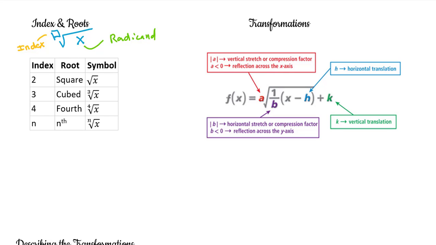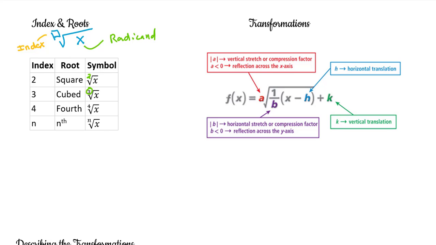Let's say you have the square root, your index is 2. We don't usually put 2, but imagine there's a 2 up there. If you're taking the cube root of something, your index is 3. The fourth root, your index will be 4, and the nth root. So these aren't necessarily exponents. This is you taking the root of something.